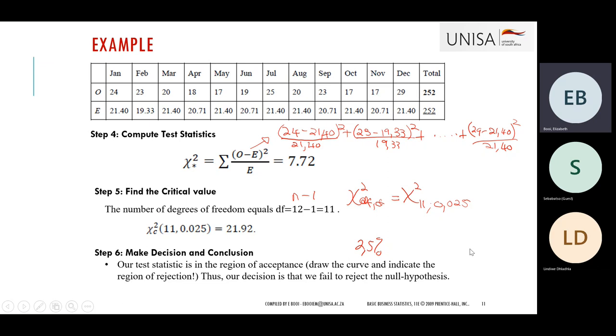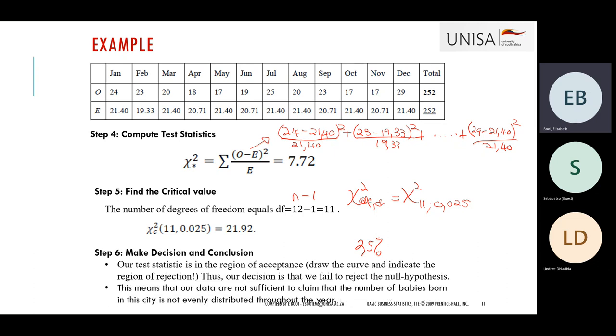So when we conclude, we can say that since our test statistic is in the region of acceptance, we do not reject the null hypothesis because it falls in the non-rejection area. Therefore our decision is that we fail to reject the null hypothesis. In conclusion, this means that our data is not sufficient to claim that the number of babies in the city is not evenly distributed throughout the year. And that is our chi-square goodness of fit test.